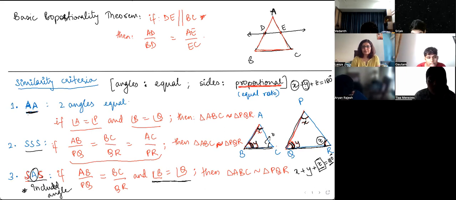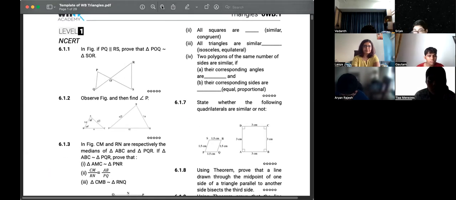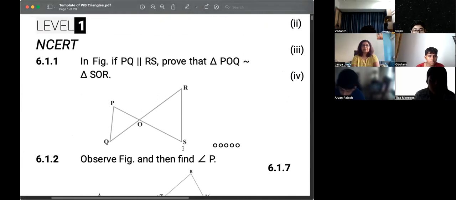All right, we'll start with the workbook problems. We'll start from level one so that we slowly build it up. Okay, do 6.1.1. You're given that two of the lines are parallel and you have to prove similarity.